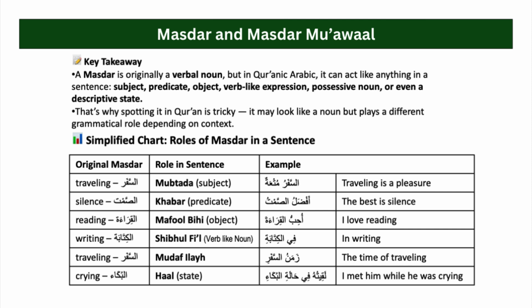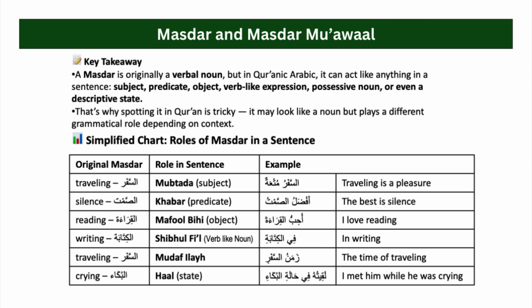Third row, masdar as maf'ul bihi. The masdar is al-qira'ah, meaning reading. Here, it is used as maf'ul bihi, the object. The example, uhibbul qira'ata, I love reading. Now notice something important.